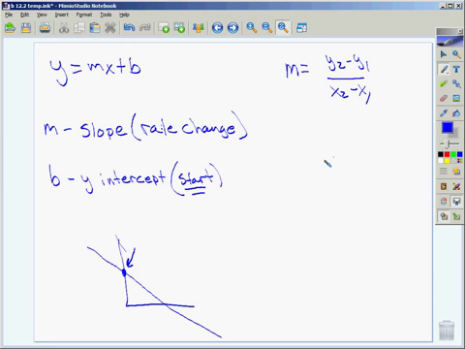Now, even today, the book hasn't introduced this yet. I've given it to you ahead of the book. I want you to understand the importance of this equation because, I mean, it's just used in so many different places.